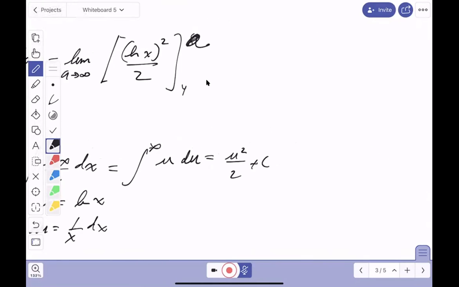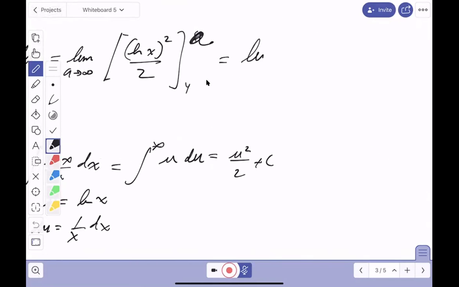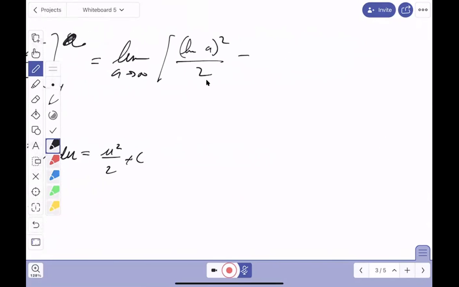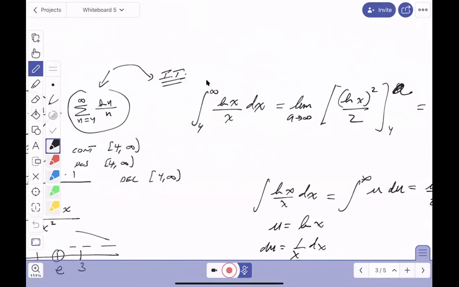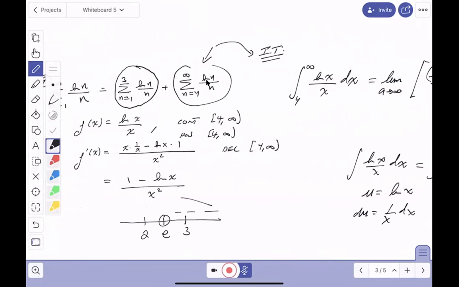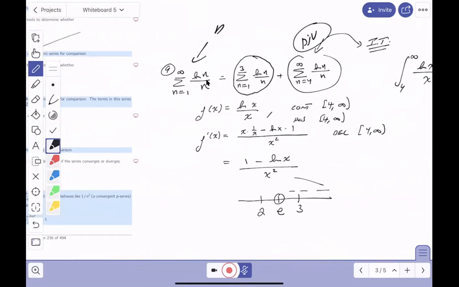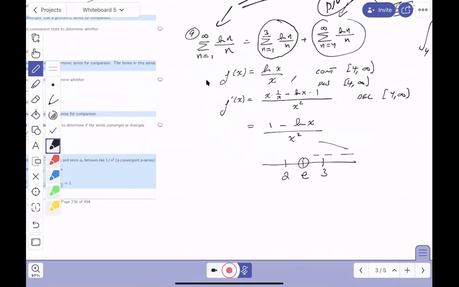Let's write that down. Limit as a goes to infinity. And what do you have here? Natural log of a, quantity squared, over 2 minus the natural log of 2 squared over 2. And what's this giving? Infinity. So what do I now know? By integral test, I know that this thing diverges. If this diverges, this certainly diverges. All right, finite number with divergence.